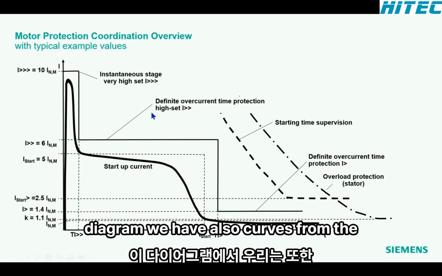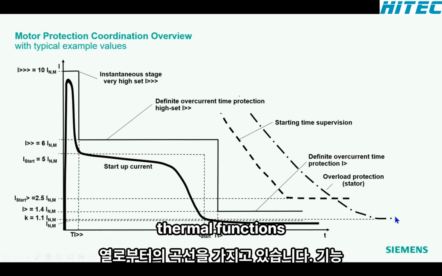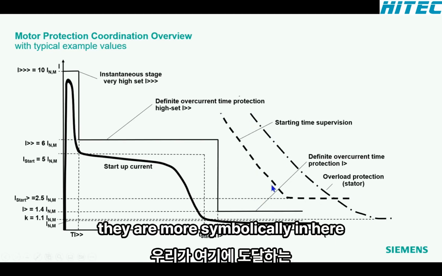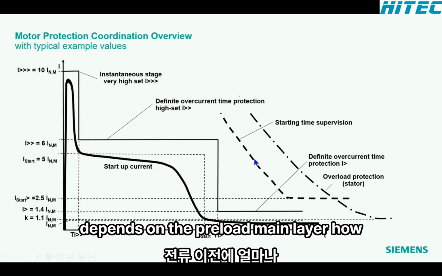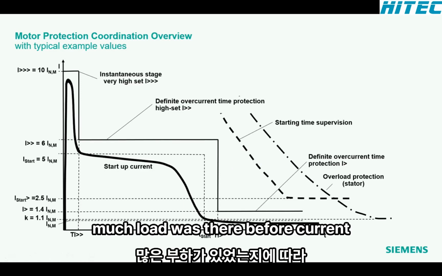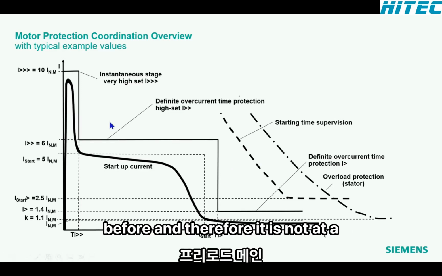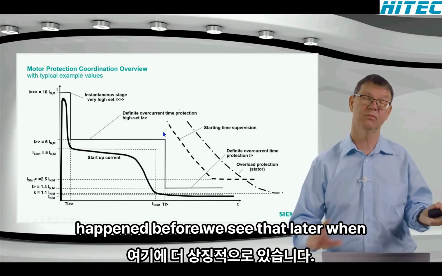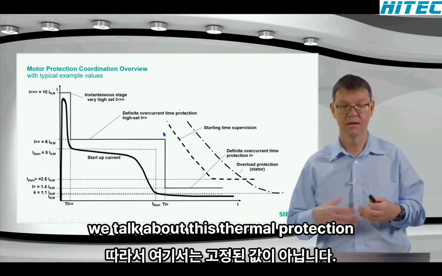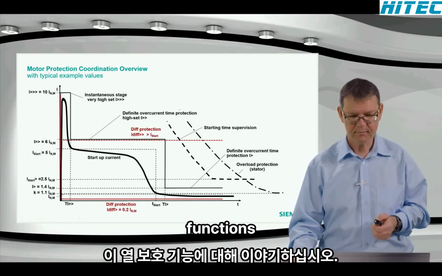Then in this diagram, we also have curves from the thermal functions. They are more symbolic in here because the tripping time we get depends mainly on the preload, how much load current was there before, and therefore it is not at a fixed value here. It depends on what has happened before. We see that later when we talk about these thermal protection functions.